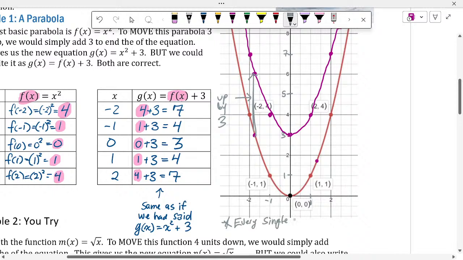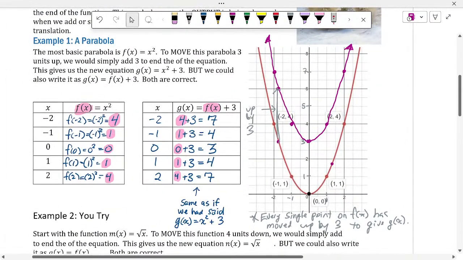So the main thing to take away is every single point on the parabola has just been moved up by 3. Has moved up by 3 to give g at x. So you could think of g at x like this and think of it as a parabola in vertex form.